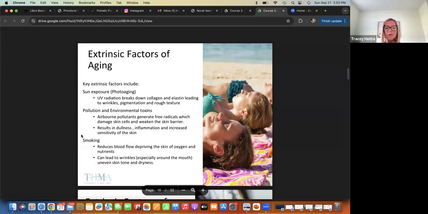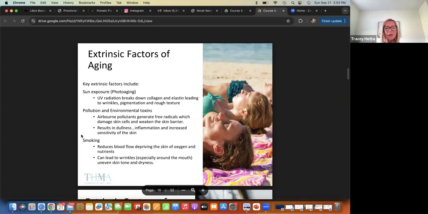We have extrinsic factors of aging, and these are actually factors that we really can control. These are different things that we do in the run of a day that can also influence skin quality. Some of these would include sun exposure. Sun exposure significantly adds to photoaging. UV radiation breaks down collagen and elastin, leading to wrinkles, pigmentation, and rough texture.